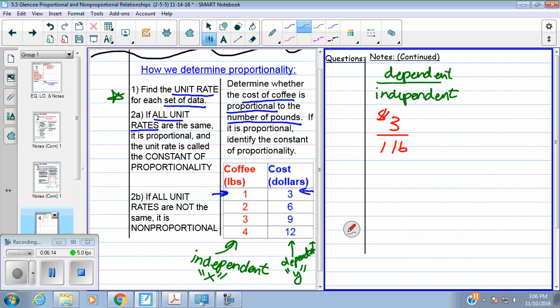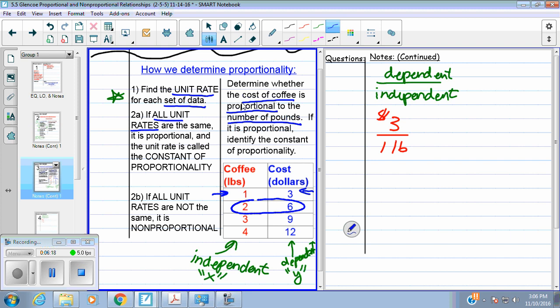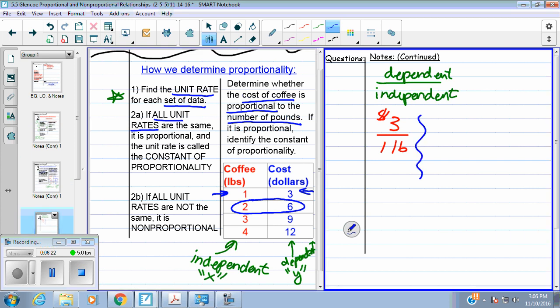So now we have to use the next set of data, this next ordered pair, to find out if it has the same exact unit rate. So we're going to put $6 on top and 2 pounds on the bottom. And to make a unit rate here, we have to divide the top and the bottom by the number 2. And that simplifies to $3 per 1 pound. Okay, well, so far we have the same exact unit rate.